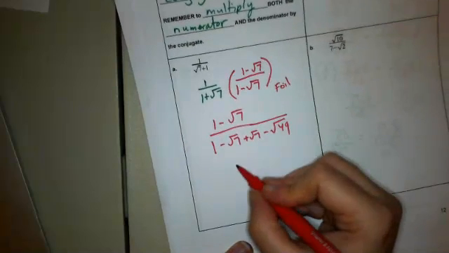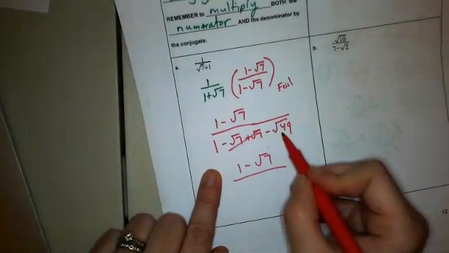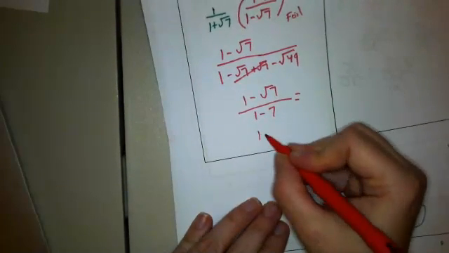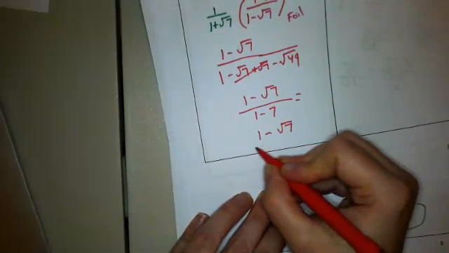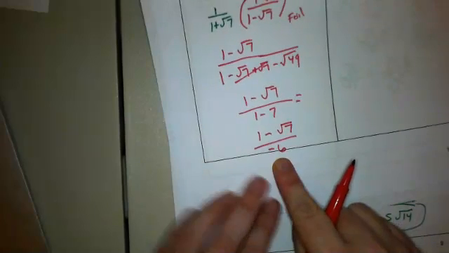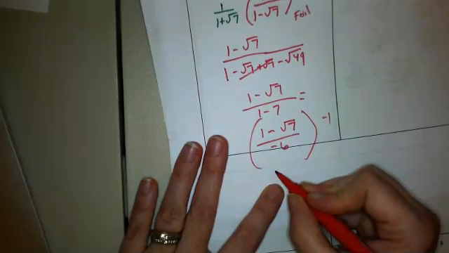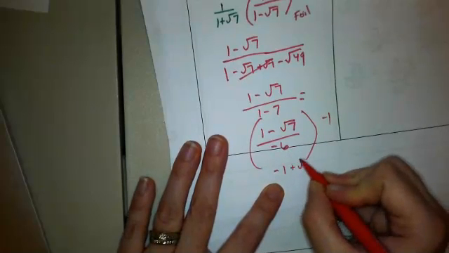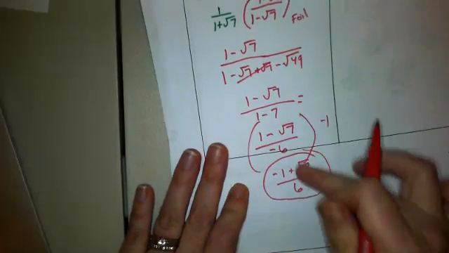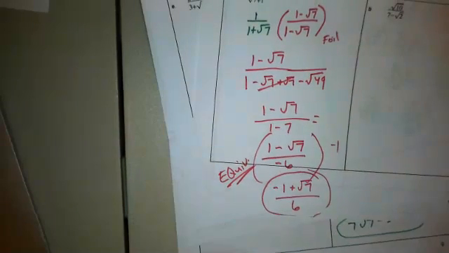Okay, that's going to give me 1 minus the square root of 7 over, those cancel. So now I'm left with 1 minus 7. So I've got 1 minus the square root of 7 over negative 6. And I know some of you are going to want to leave that, but I never leave a negative in the denominator. So I'm going to multiply the whole thing by negative 1. And I get, what, negative 1 plus the square root of 7 over positive 6. That's the same exact thing, okay? Those two are equivalent to each other.